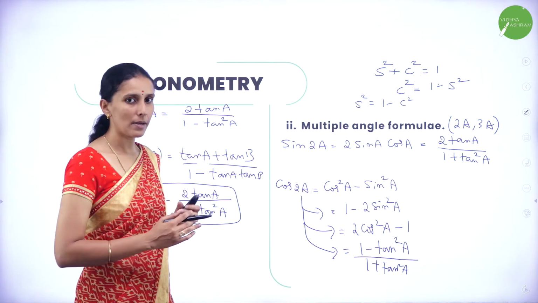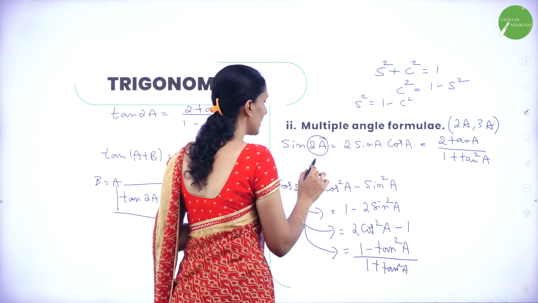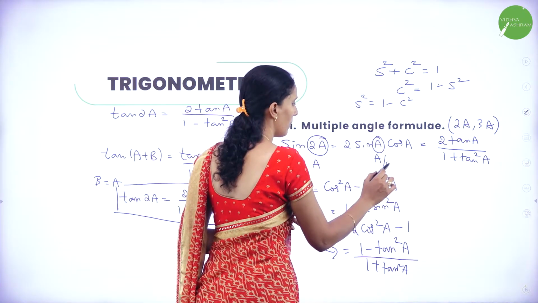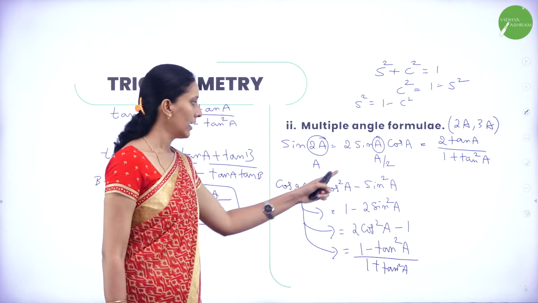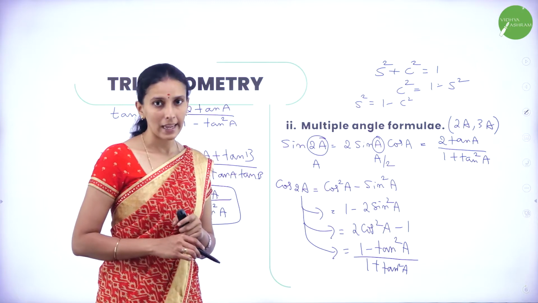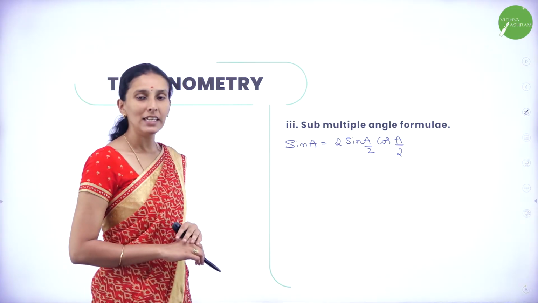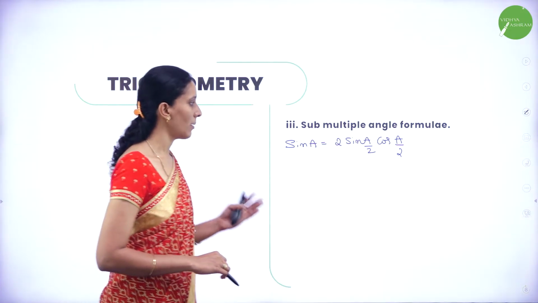So, to get the submultiple angle, replace 2A with A. Then whatever A you have becomes A by 2. So, when you have 2A, it is A. Then replace it, it becomes A by 2. Therefore, you will get this formula: sin A is equal to 2 sin A by 2 cos A by 2.